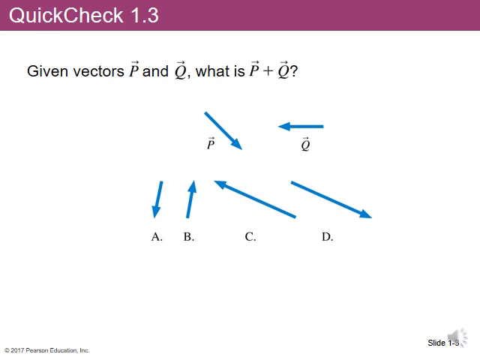Okay, were you able to decide that the answer was A? Then you're correct. Let's see why. Just like in the last example, we're going to find this resultant by adding these vectors together. We're first going to draw vector P, then from the end of vector P, I'm going to draw vector Q, right? So this is P, and this is Q. And then the sum, P plus Q, is going to be right here, which is the same direction and magnitude as vector A.